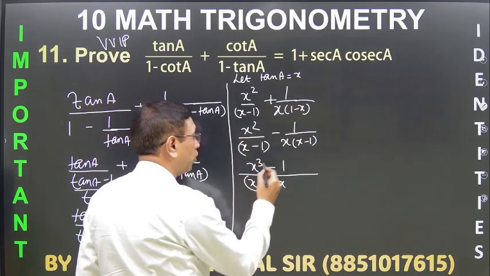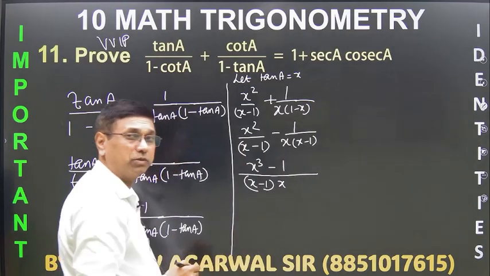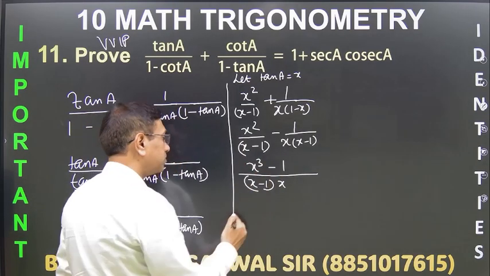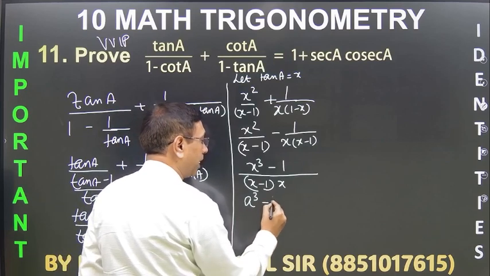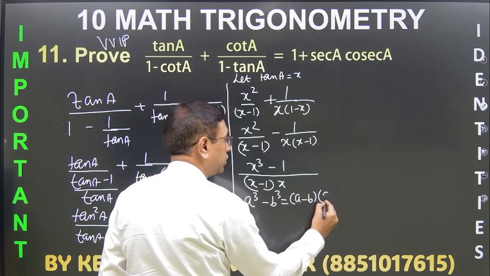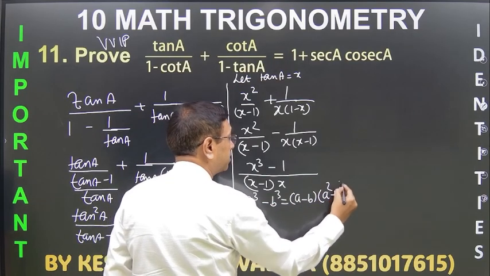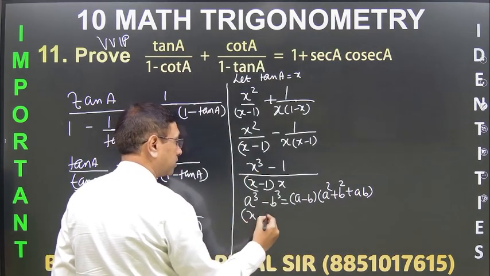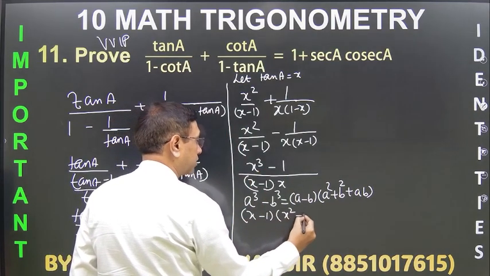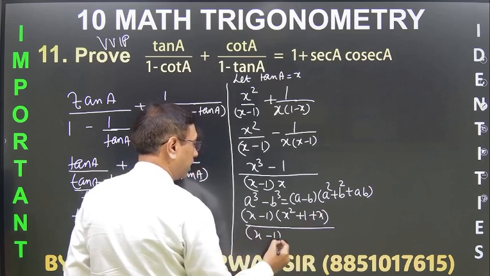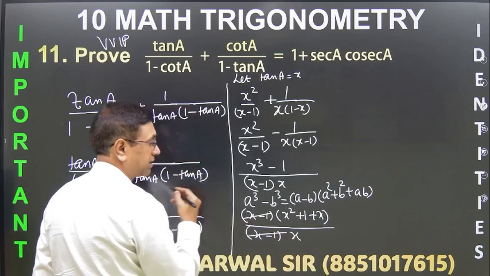Now a cube minus b cube. Why a cube minus b cube? Please notice x cube minus 1 cube. So what is a cube minus b cube? It is (a minus b) into (a square plus b square plus ab). So what are you going to get? (x minus 1) into (x square plus 1 plus x) upon (x minus 1) into x, and this gets cancelled.